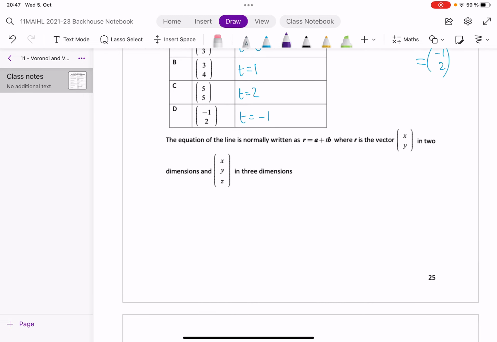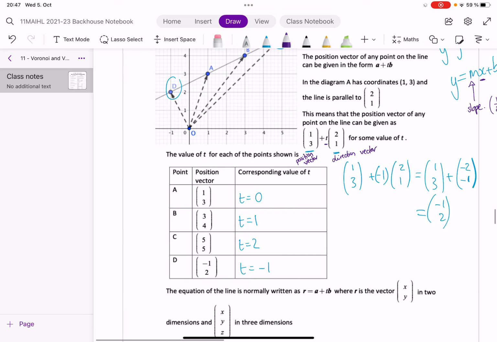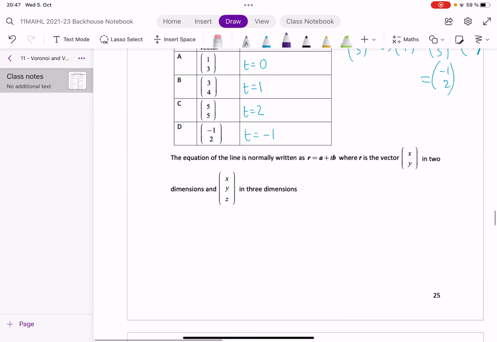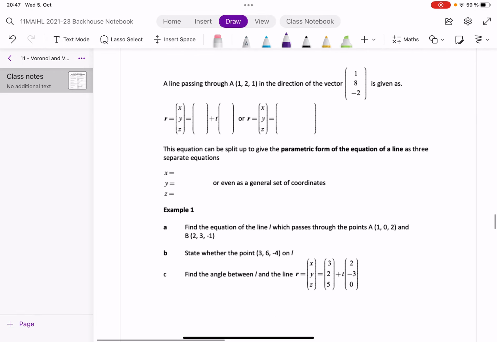Okay, so here's a little summary. The equation of the line is normally written as r equals a plus tb, where r is our positions on our line. We can use this in 2 dimensions or 3. Okay, so if we have a line that passes through point A and it's in the direction of the vector 1, 8, -2, I encourage you to pause the video, quickly write down how you would express that.